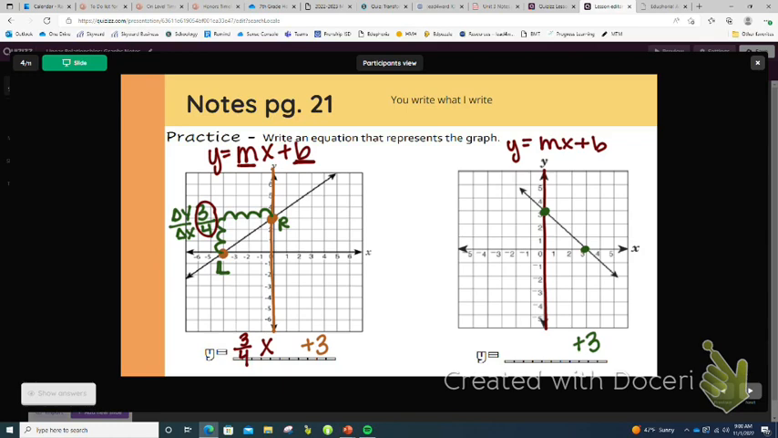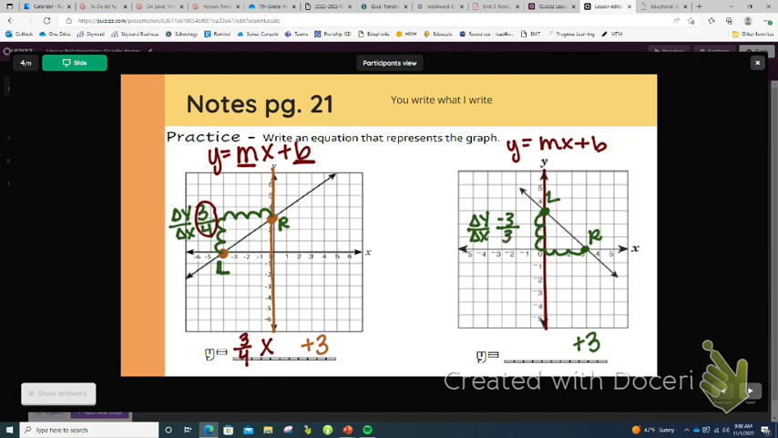So I'm going to go from left to right, which means I have to go down 1, 2, 3. So my change in y is dropping 3. And I'm going over 1, 2, 3 for my change in x. And that was in the right direction, so that's positive.